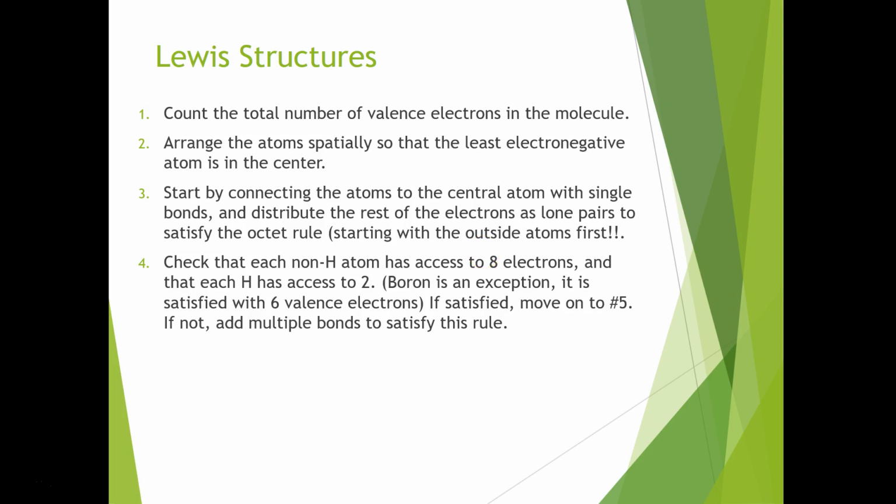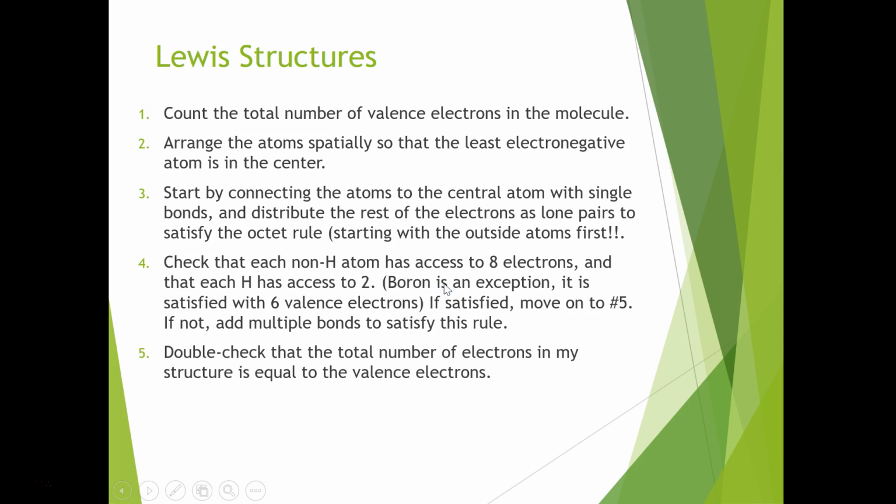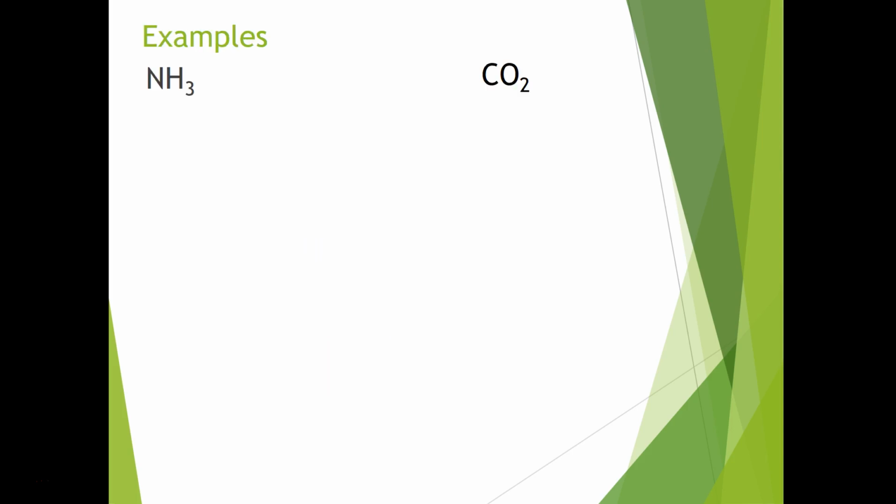So pairs of electrons will be shared in order to make everybody have their stable octet. And finally, double check that the total number of electrons in your structure is equal to the total number of valence electrons that you added up in step 1. All right, so let's look at a couple of examples.